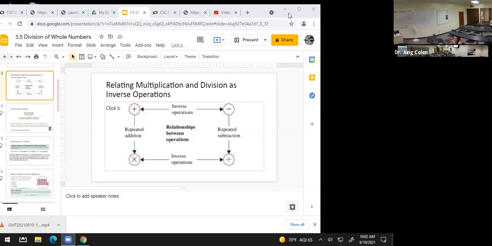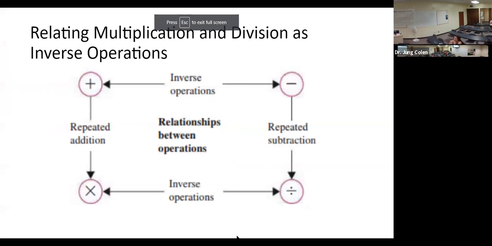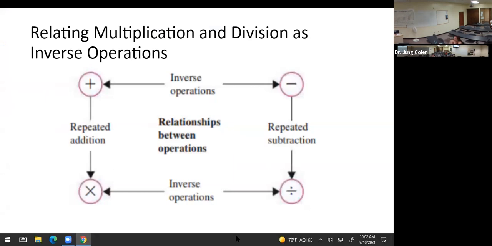Can anybody explain what's going on in this simple diagram? Okay, I heard Diana volunteered. So when you're dividing something, it's pretty much saying I'm subtracting this amount repeatedly so many times. Exactly. And then it's the opposite for multiplication, where you're adding something so many times. There we go. Repeated addition and repeated subtraction.